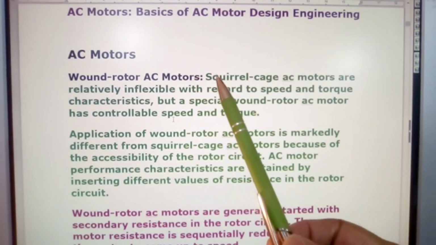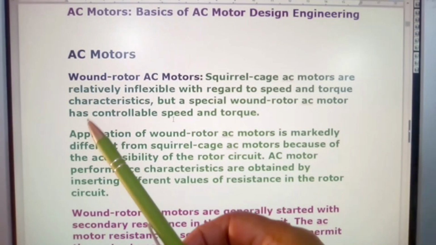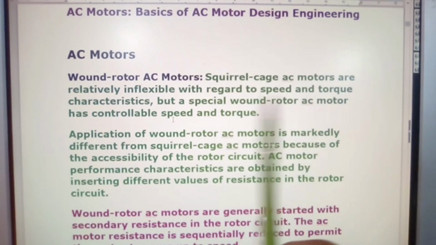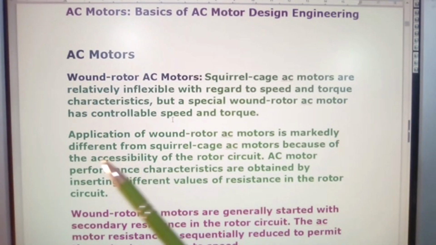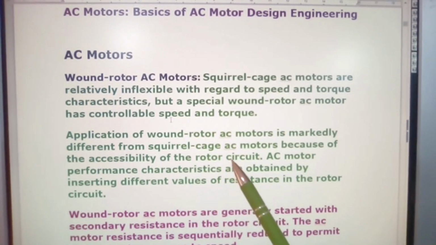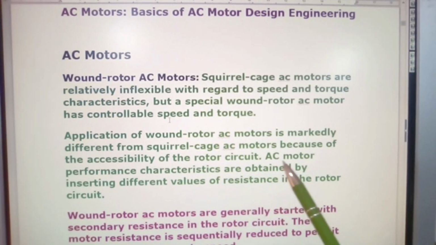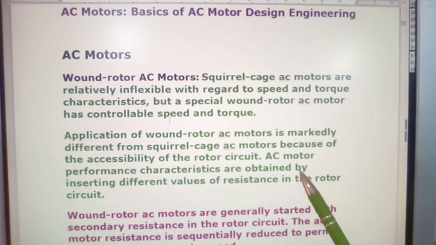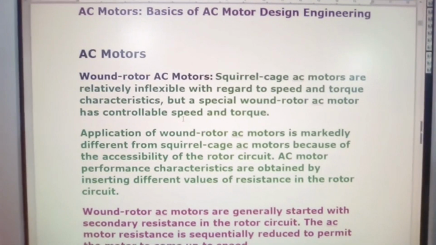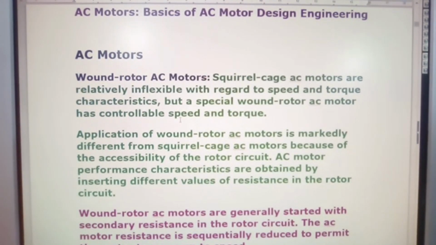Wound rotor AC motors. Squirrel cage AC motors are relatively inflexible with regards to speed and torque characteristics, but a special wound rotor AC motor has controllable speed and torque. Application of wound rotor AC motors is markedly different from squirrel cage AC motors, because of the accessibility of the rotor circuit. AC motor performance characteristics are obtained by inserting different values of resistance in the rotor circuit. You can think of it as an outboard panel with variable resistors in it. So by changing the resistor's load, you can control the speed or the torque of the motor. Okay.